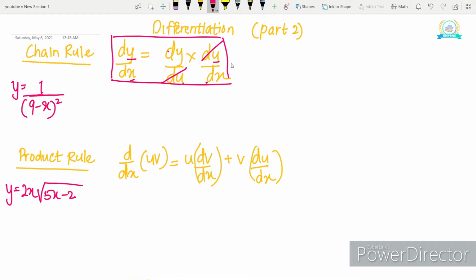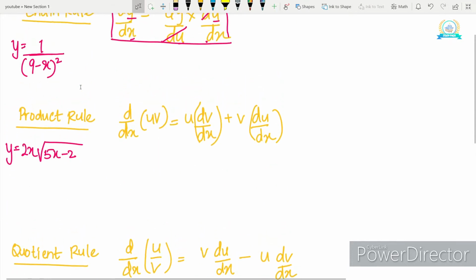One method, which I prefer the most, is this. In the example I've shown here, y equals 1 over (9 minus x) squared. As I explained in the first video, what you first have to do is write everything as a power of something, and it's easier if you write it in one line instead of as fractions. So if I simplify this, it would be (9 minus x) to the power minus 2, because I bring the power up, and that becomes the negative power. So this is y, and I want to differentiate y with respect to x.